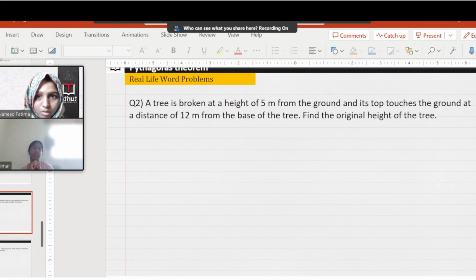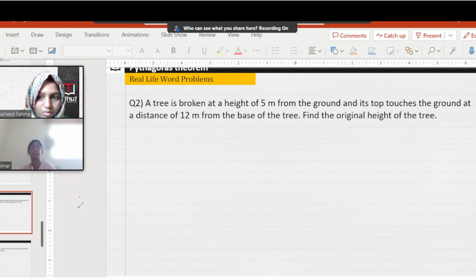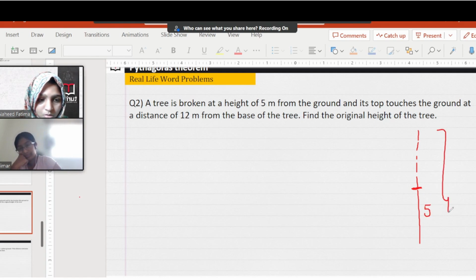The tree breaks at a height of 5 meters from the ground, and its top touches the ground at a distance of 12 meters from the base of the tree. Find the original height of the tree. How would this figure look? They are saying there was a tree. There was a tree that just broke at 5-meter height from the ground. Earlier, its height was somewhere up here. That was its original height, but we don't know that original height.